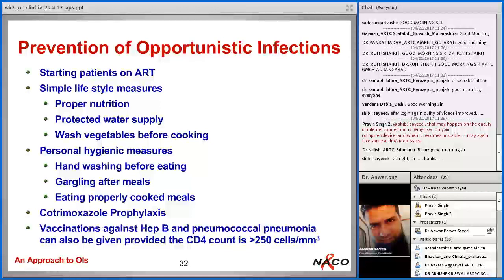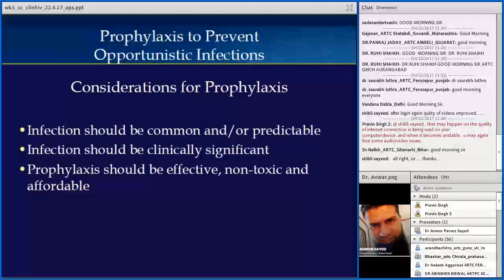Then there is definitely a role of prophylaxis, that is Cotrimoxazole prophylaxis especially, which prevents development of multiple OIs. We'll come back to Cotrimoxazole prophylaxis in detail. Then vaccination against diseases wherever it is available. For example, for hepatitis B we definitely have the vaccine available, and for pneumococcal pneumonia. Especially when the CD4 count is 250, these kinds of vaccination should be encouraged.